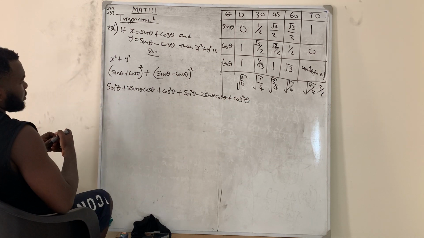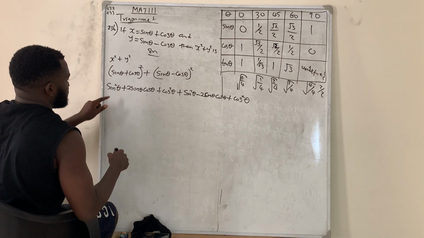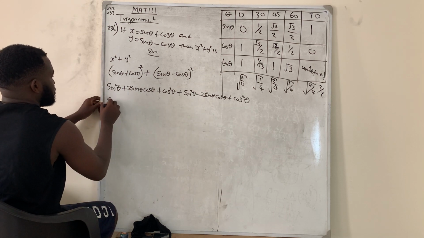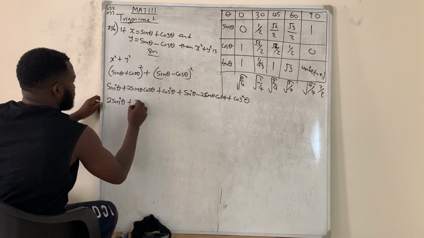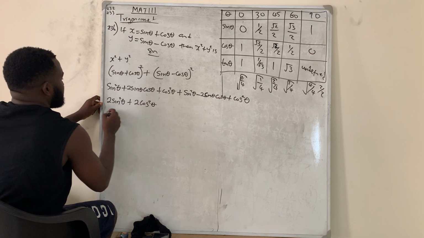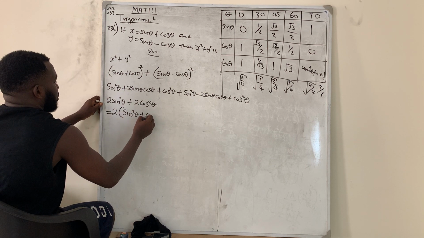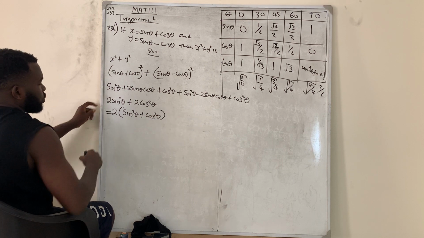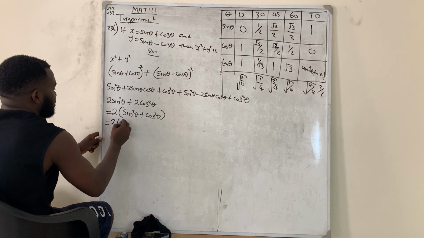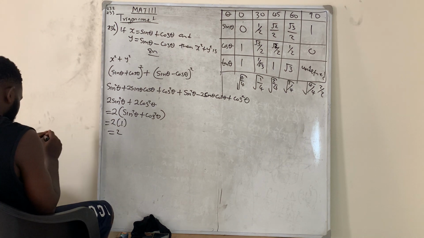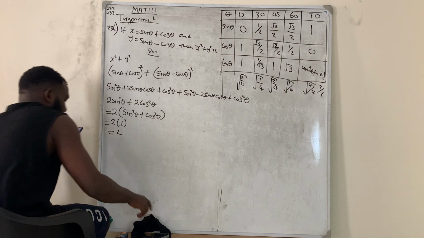So if you look at this, you're going to see that this and this are opposite each other. They are gone. So I'm left with this plus this, which gives 2 sine squared theta, plus this, which gives 2 cos squared theta. So you see 2 in bracket of sine squared theta plus cos squared theta. And according to trigonometry, sine squared theta plus cos squared theta is equal to 1. So this is 2 in bracket of 1, which is 2. So my answer here is 2. Right? We move to the next question.